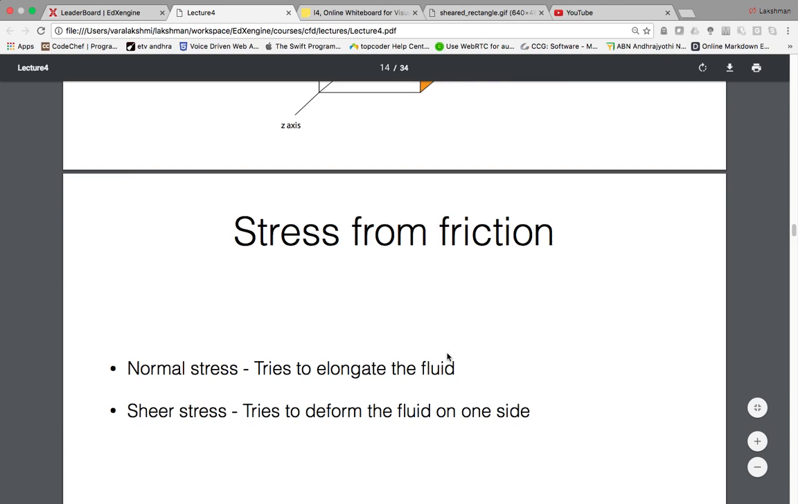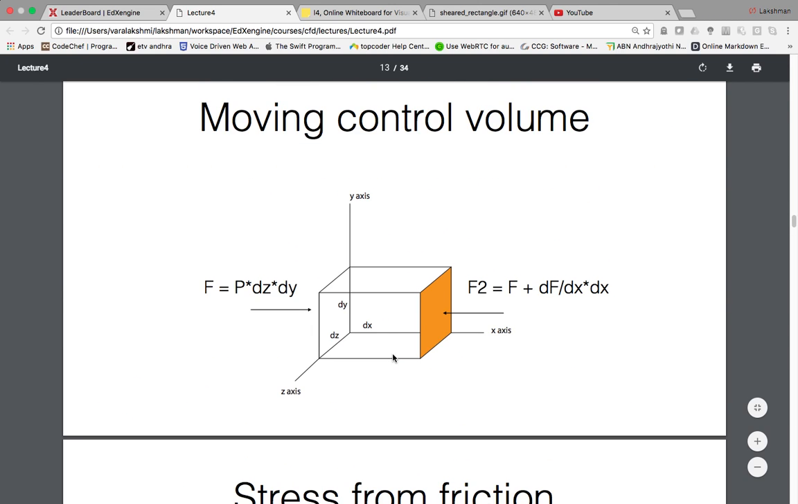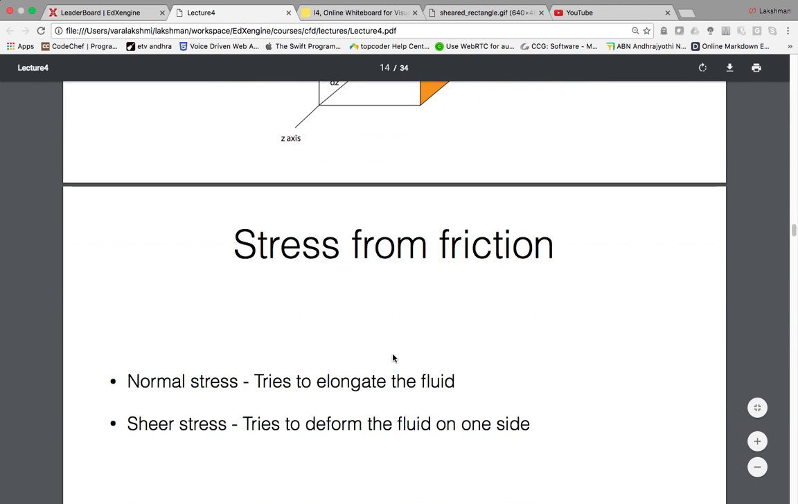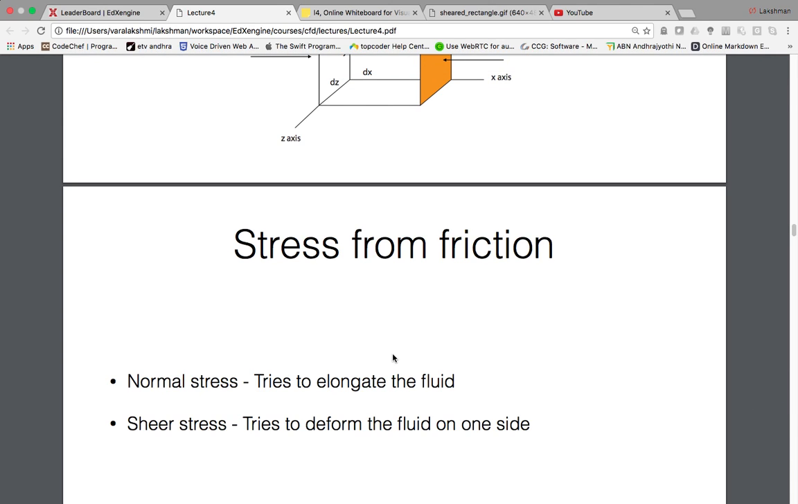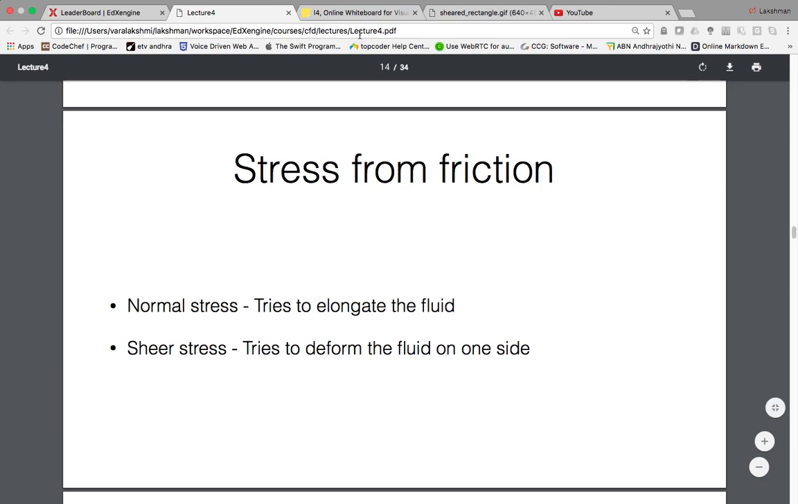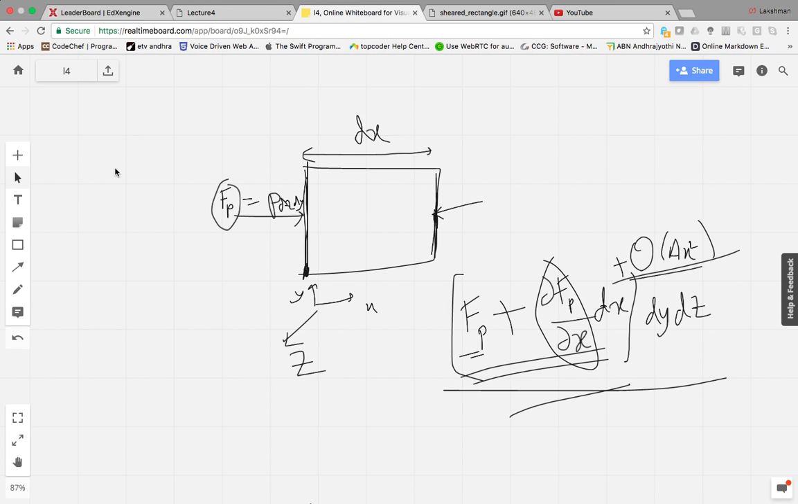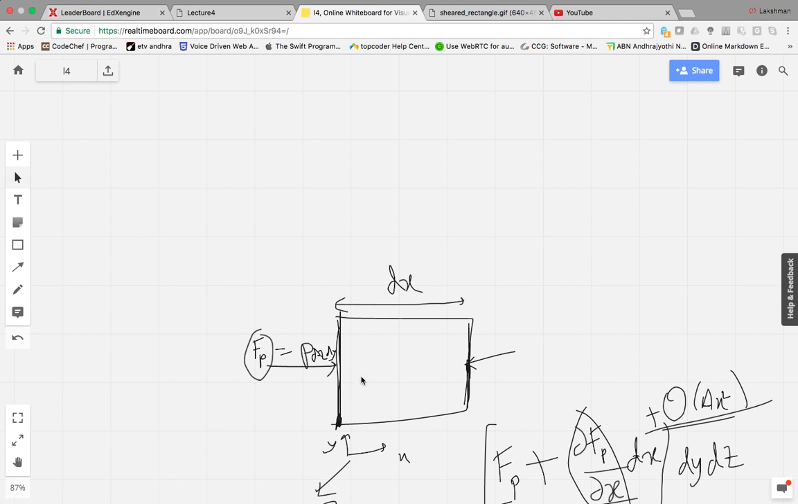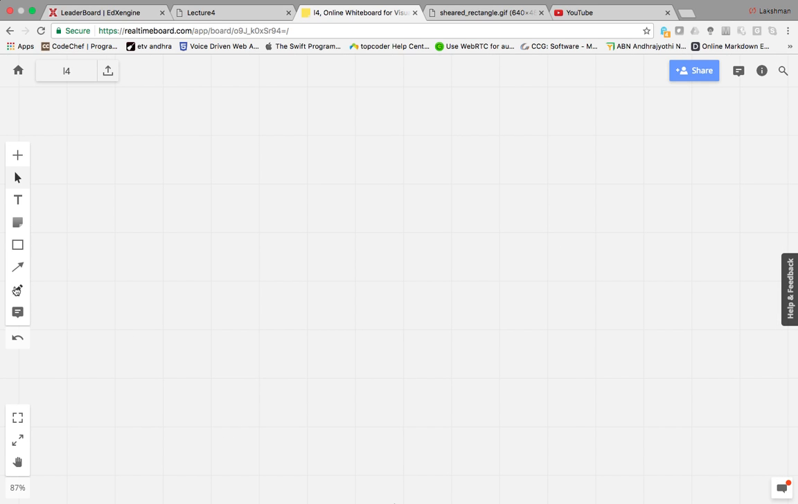Now okay, this is all about pressure force. We are directly jumping to the shear force. I will talk about body force later. Let's talk about shear force here. So you can see normal stress tries to elongate the fluid, shear stress tries to deform the fluid on one side. So this is the pressure force which is done. This is standard pressure which we have been learning since childhood.